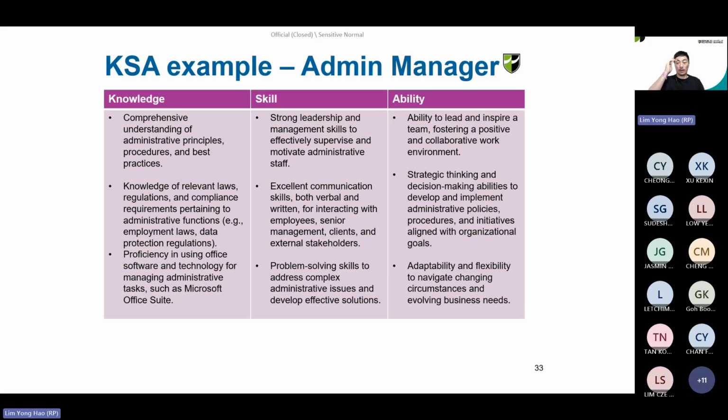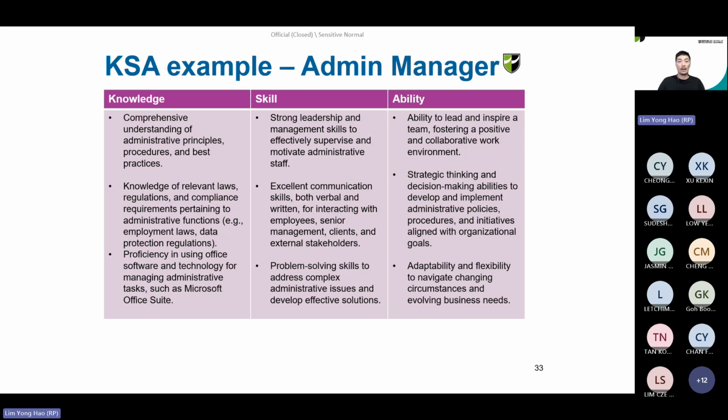Problem solving skills, because one of the tasks of the admin manager is to handle exceptions. So anyone that's under their team can run the processes that they have set up. But admin managers will probably be the ones to whom some of these more complex issues are surfaced. Admin managers will be the ones looking at some of these exceptional cases.